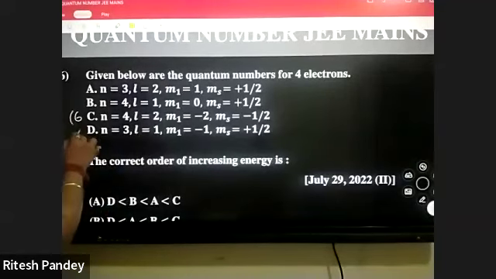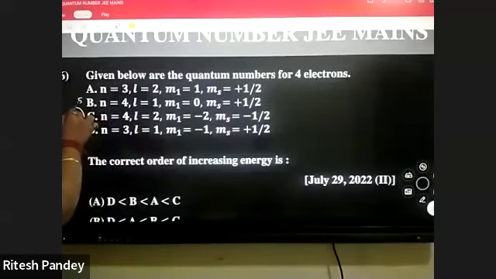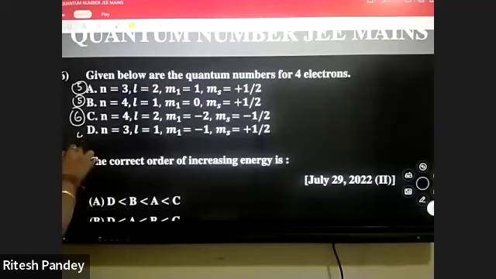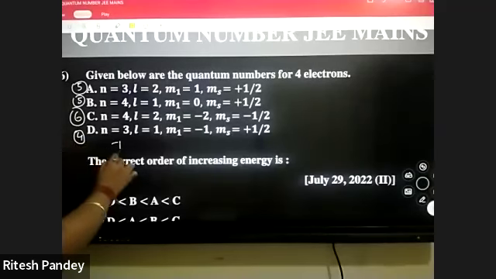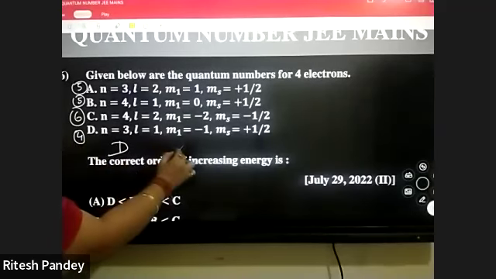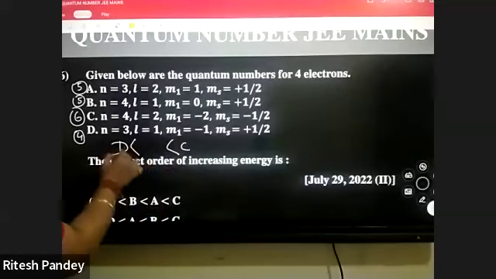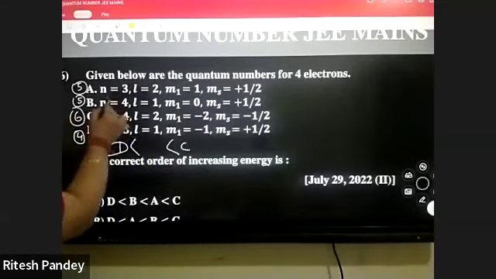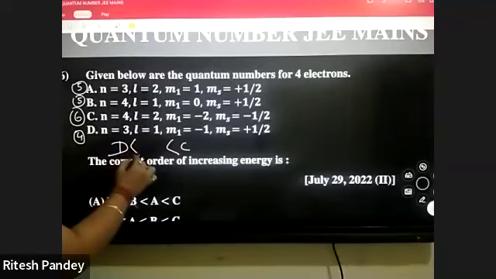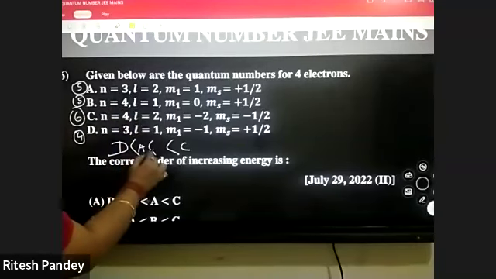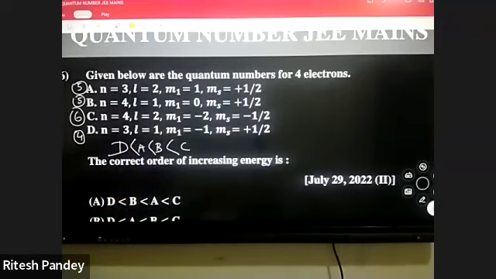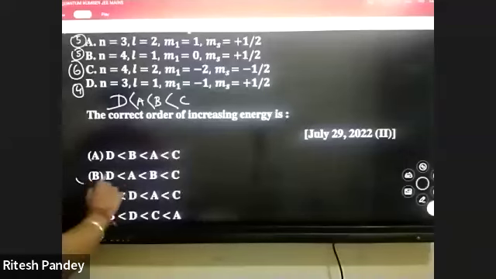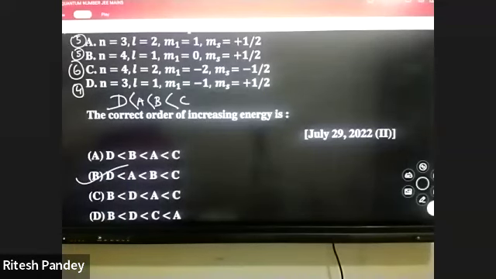n plus L is 6 here, n plus L is 5 here, n plus L is 5 here, n plus L is 4 here. Naturally, D will be the smallest, C would be the maximum, and between A and B, the one having the smaller value of n will be lower in energy. So this I reckon is the right answer: C more than B more than A more than D. Certainly B is the right answer. We'll want to move on.